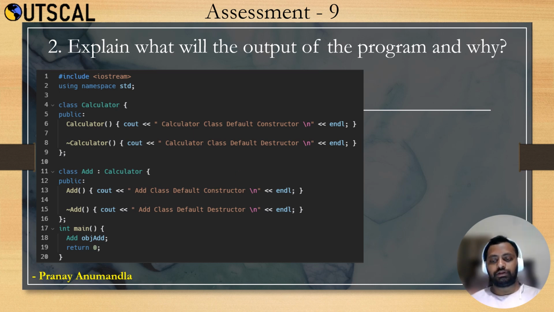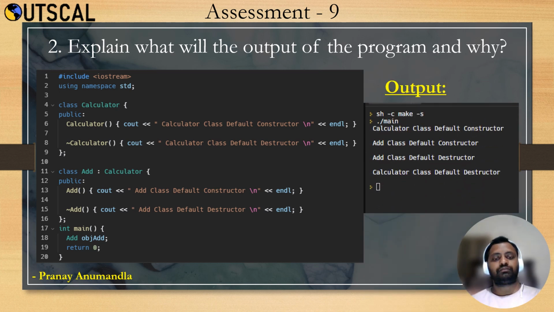The output will be like this. Add class constructor default, add class default, add class destructor, and calculator destructor. Okay, the next output will be.